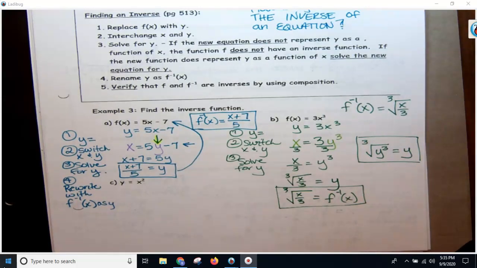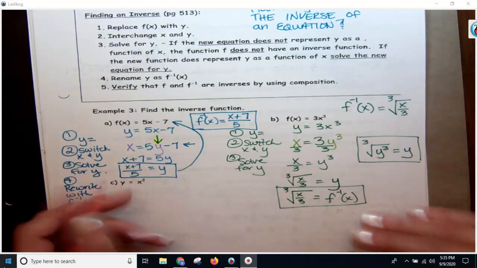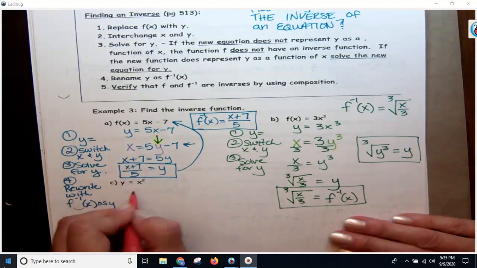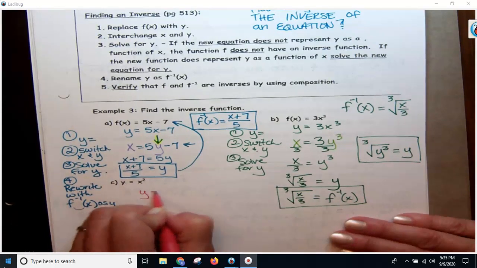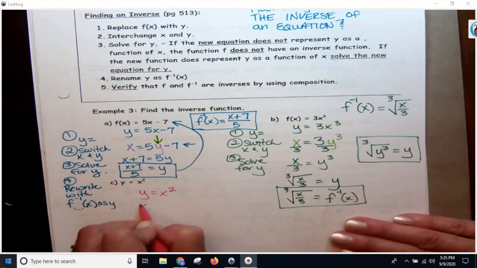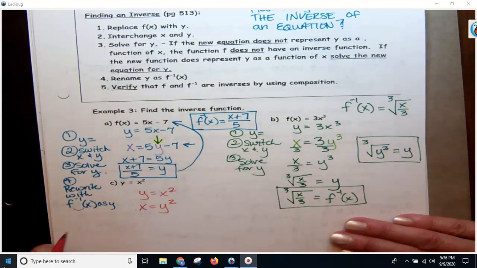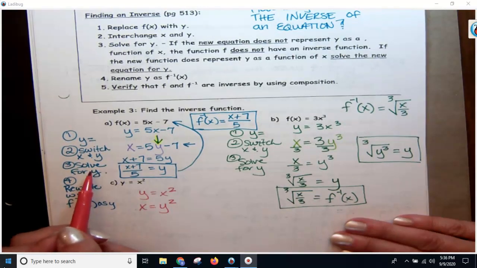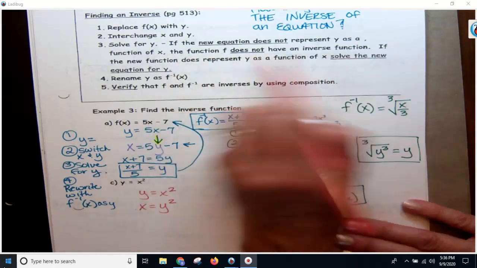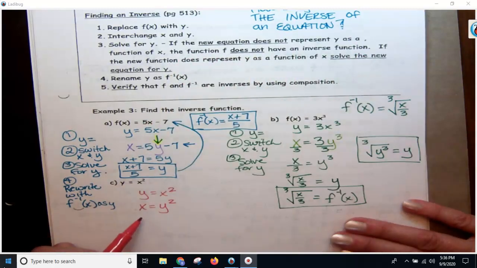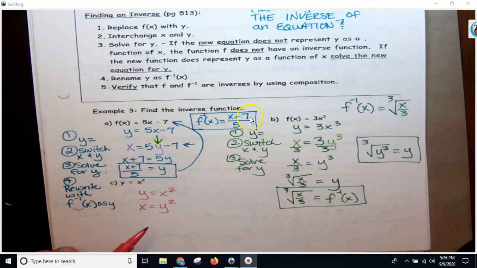All right. And the last one for this page, you've got y equals x squared. So I'm going to do step 1. It's already y equals. Step 2, switch x and y, so I've got x equals y squared. Now, right here, I'm going to tell you this violates this rule. This does not represent y as a function of x. And the reason being is if I were to graph it, I will show you.